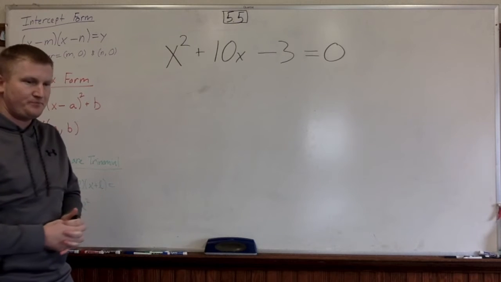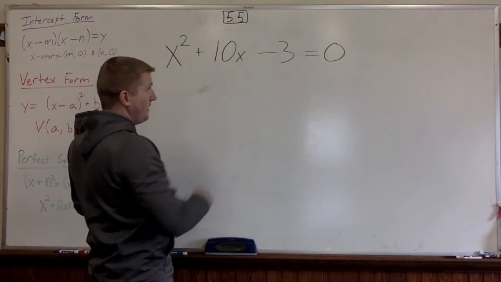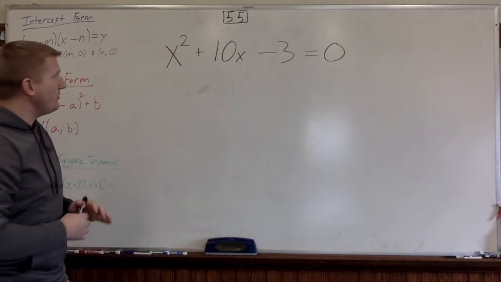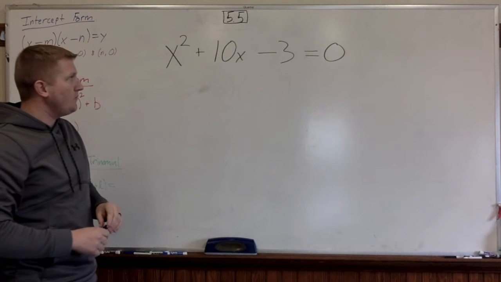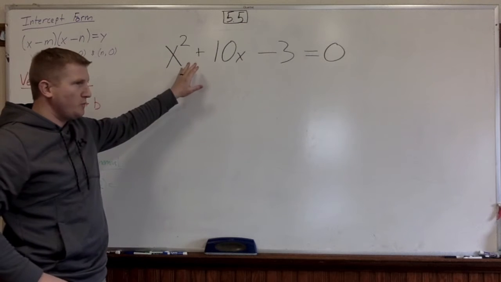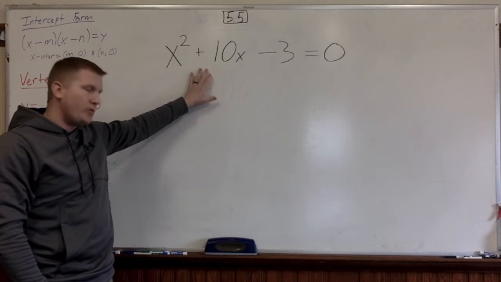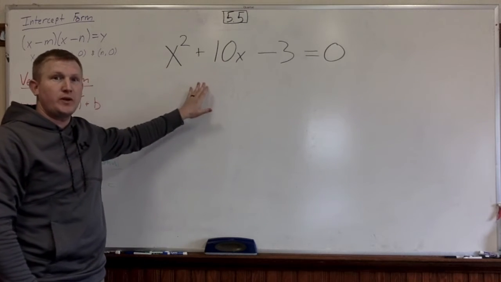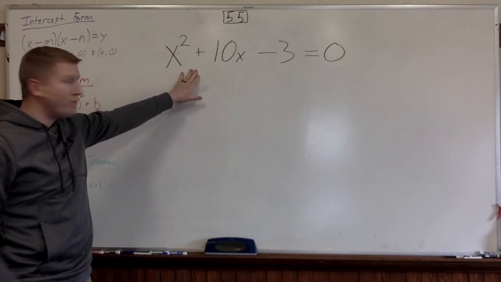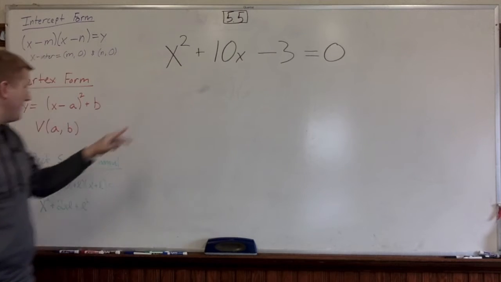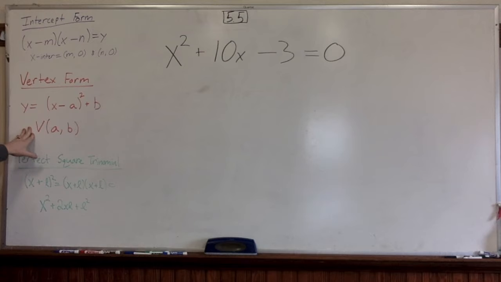So what can we do? Oh, that was supposed to be a y. What we can do is try to bend this so that it is a perfect square trinomial. Because if this can be written as a perfect square trinomial, then it's going to be a lot easier to play with, to graph, etc.